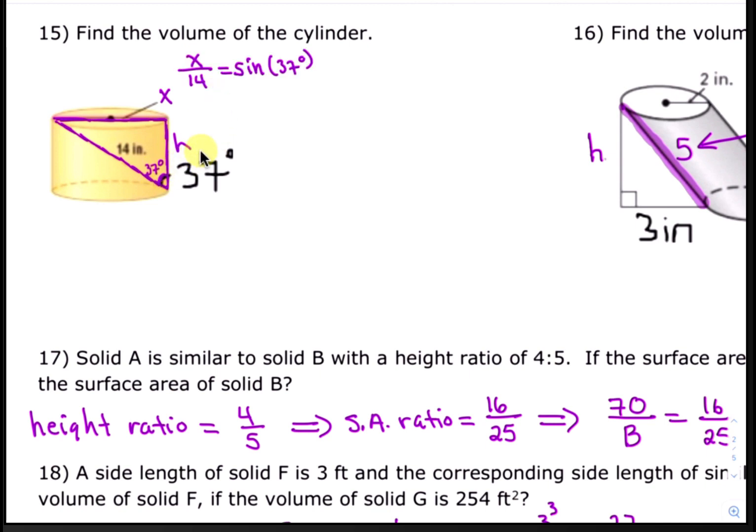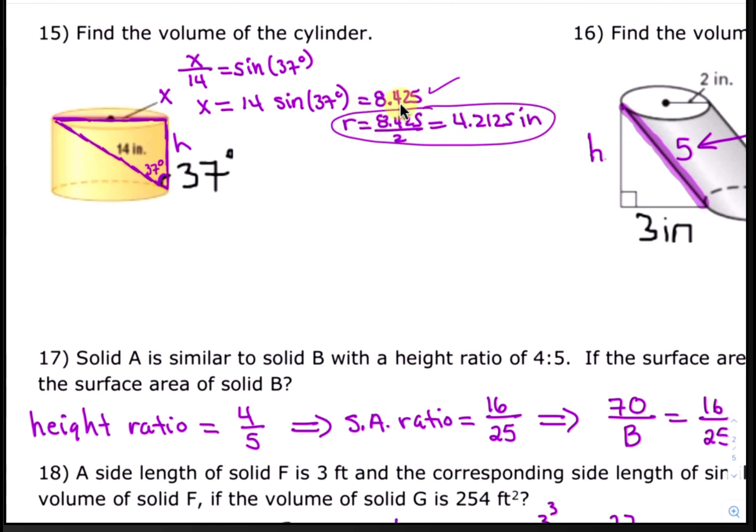Now we can use SOHCAHTOA because we know that this x here is the opposite side of the angle 37, and 14 is the hypotenuse, and opposite over hypotenuse is sine. So we can say that the sine of 37 is x divided by 14. And then solving for x, we just multiply by 14 on both sides. So x is 14 times the sine of 37, which is 8.425. Now that is the diameter, so the radius would be half of this 8.425, which is 4.2125. All right, that's our radius.